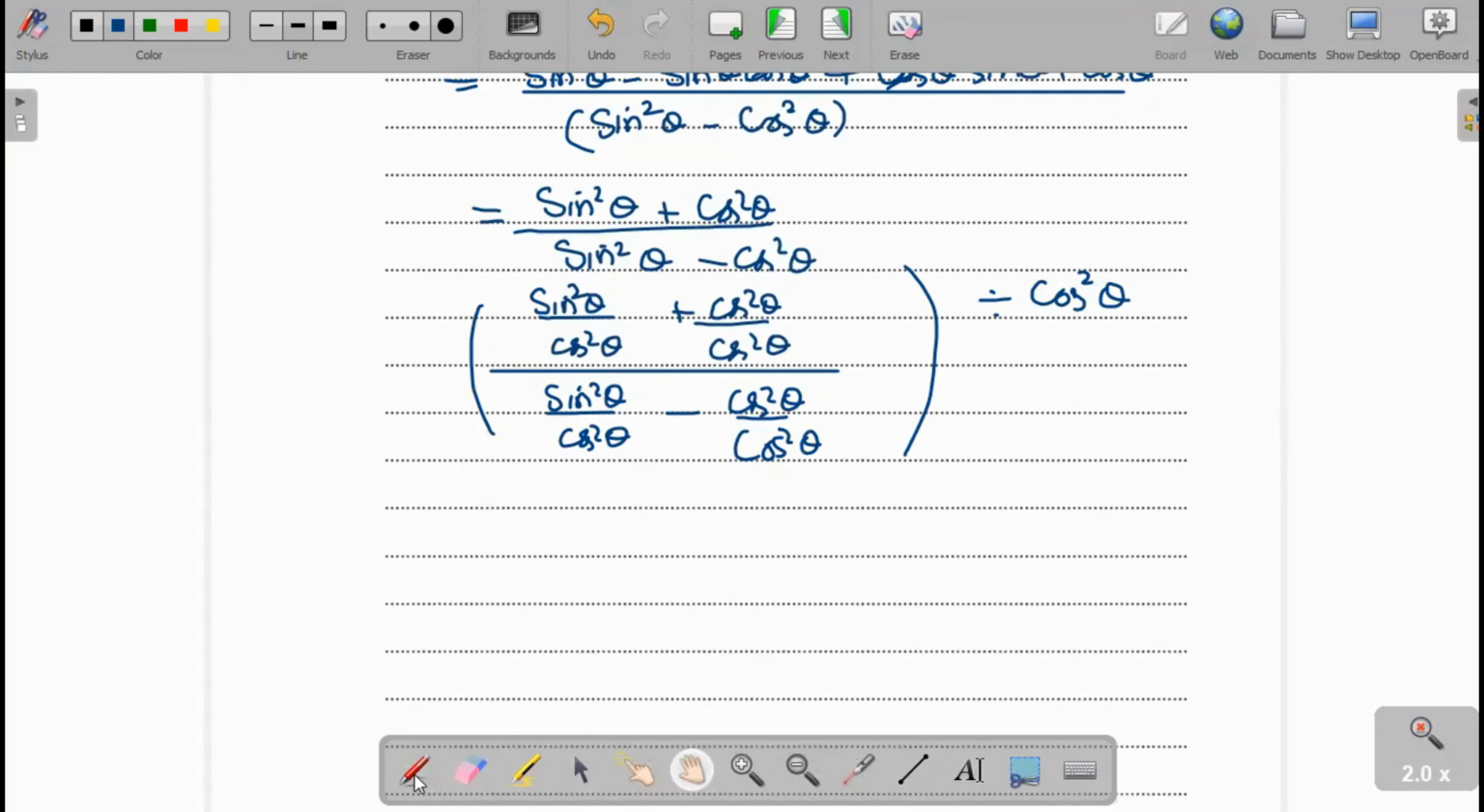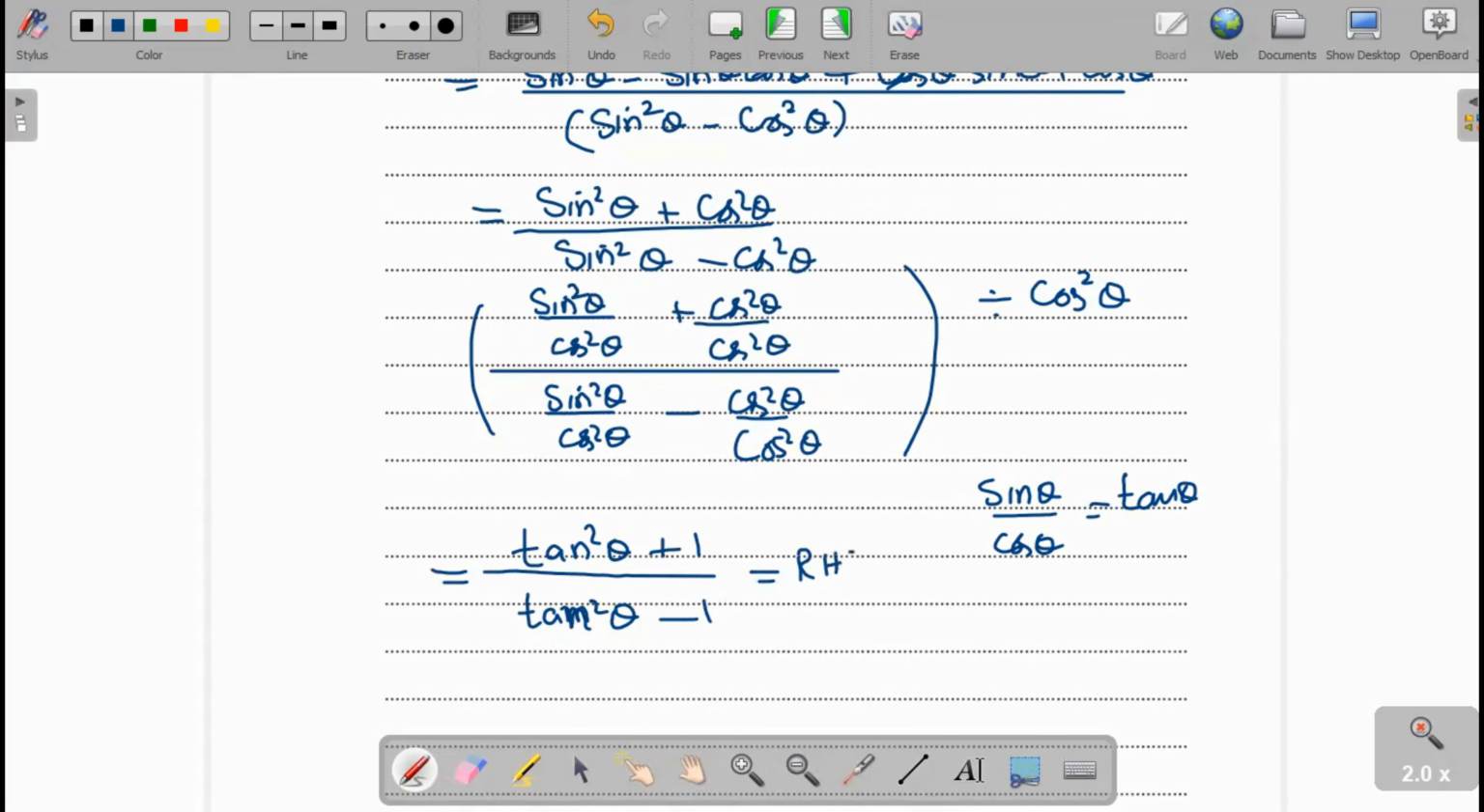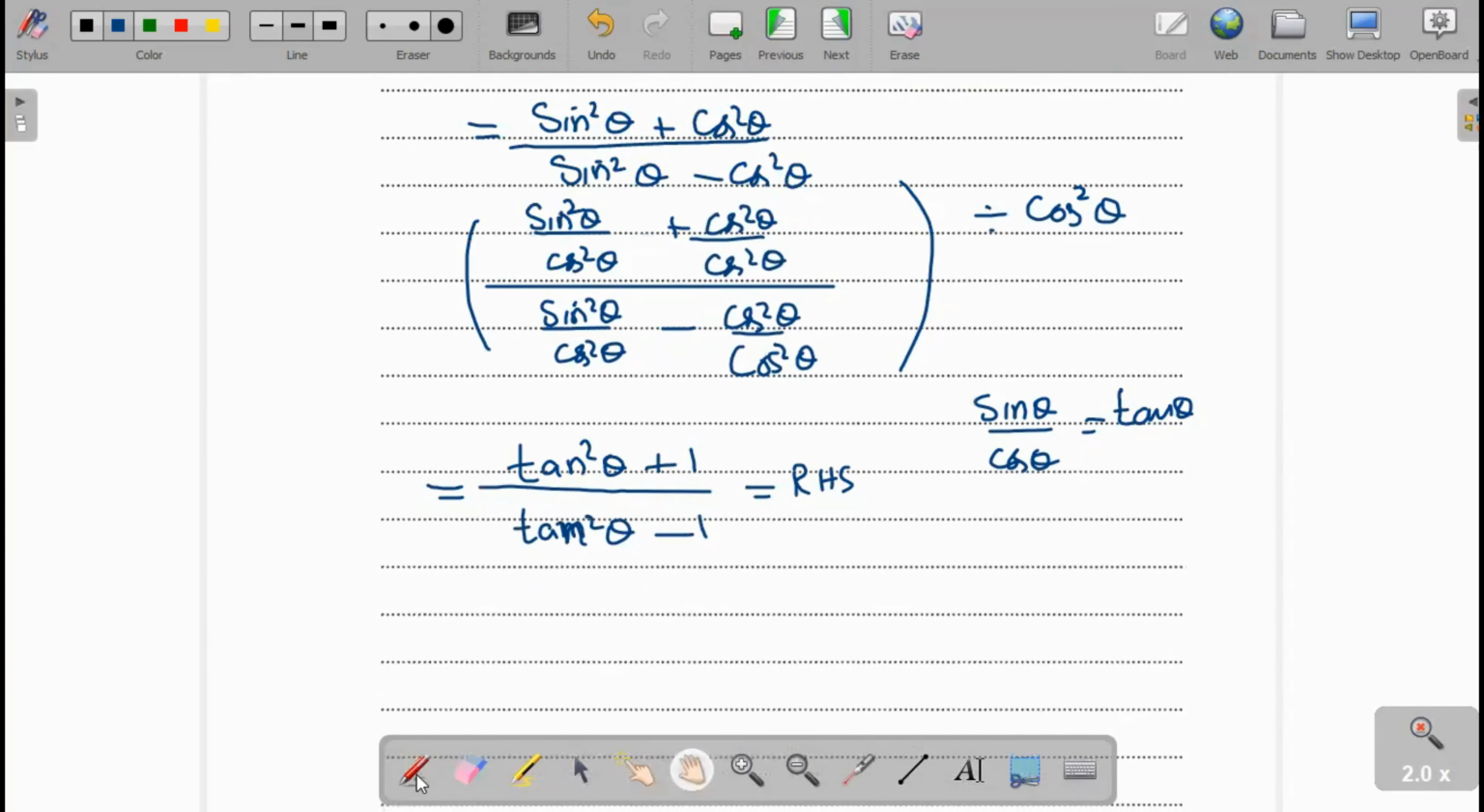Now sin theta over cos theta is equal to tan theta. Now we can write it as tan square theta plus 1. And same as the denominator, sin square over cos square is tan square theta minus 1. And this is the right hand side. Hence the identity is proved: the left hand side equals the right hand side.